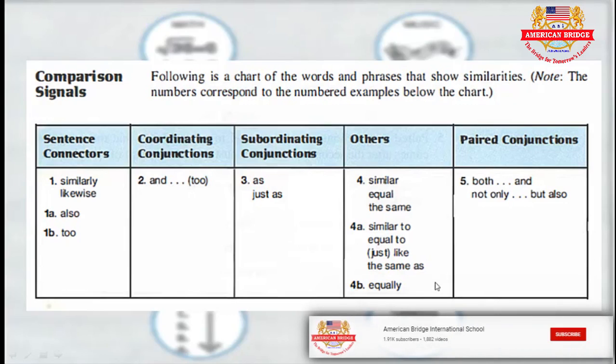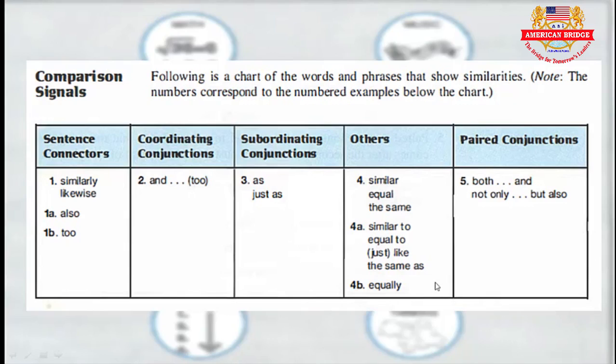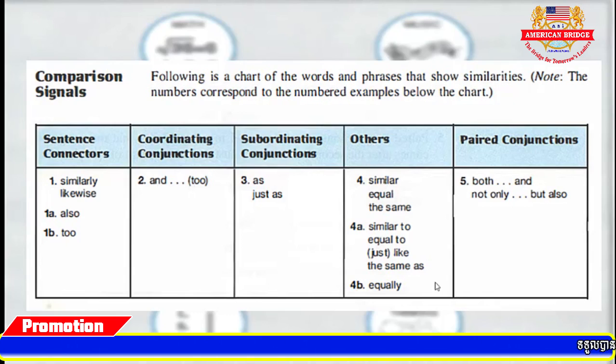And for paired conjunctions, meaning if we compare two things that are the same, like both and, for example both skiing and water skiing. We compare the two sports, for example both squash and racquetball. And with not only but also, we link the two things: not only squash but also racquetball. You can use it like that.